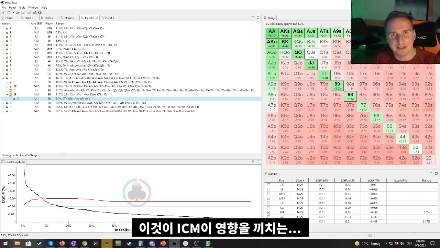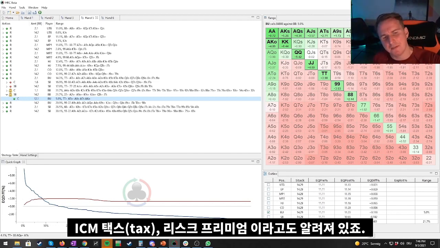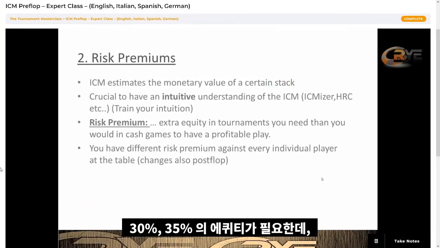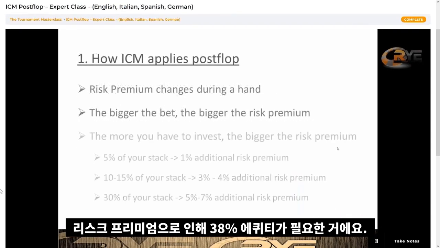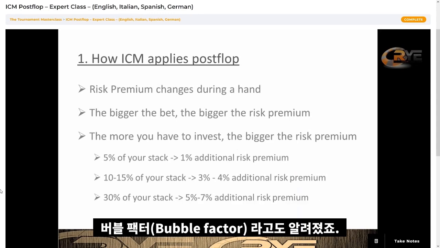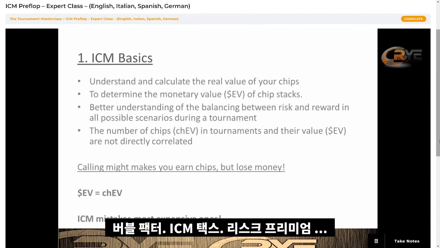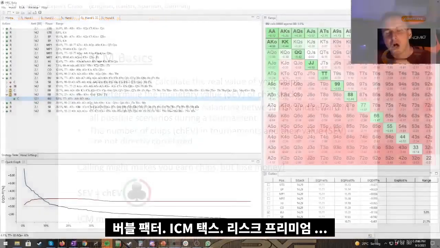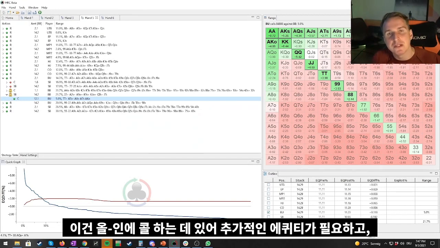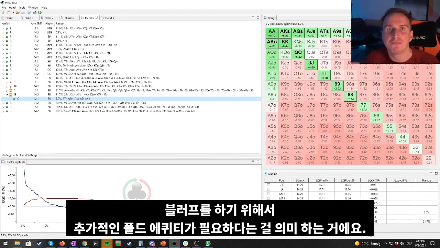This is where the ICM impact, also known as ICM tax or risk premium, comes in. Essentially under chip EV, when you need 30% equity or 35% equity, under ICM you need 38% equity. Sometimes it's 1%, sometimes it's 3%, also known as the bubble factor. Bubble factor, ICM tax, risk premium, all similar terms that describe the same effect, which means we need additional equity to call an all in, or additional fold equity in order to make a bluff.